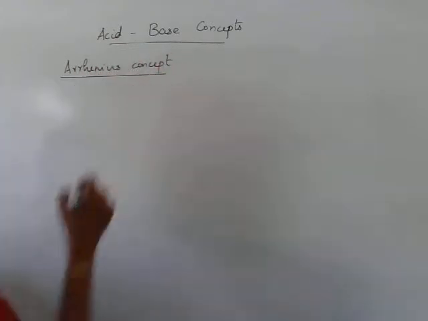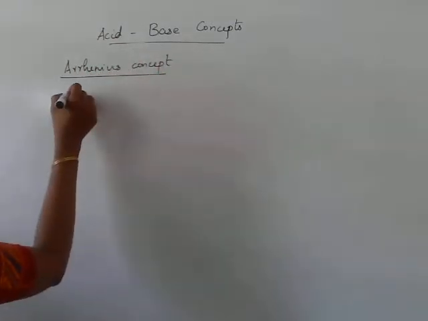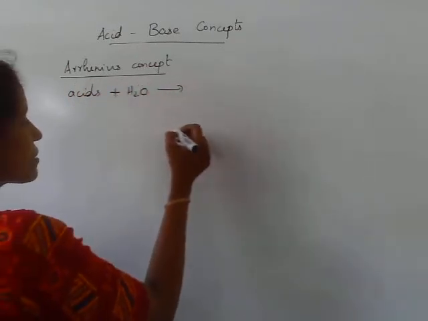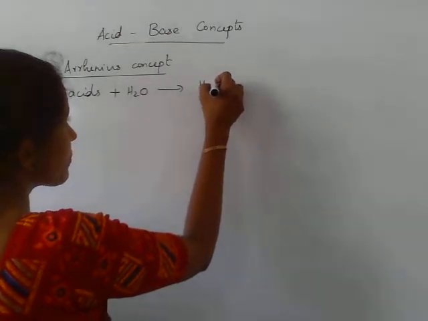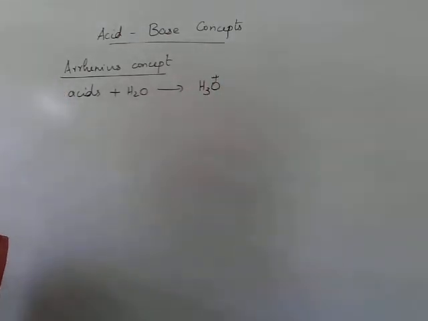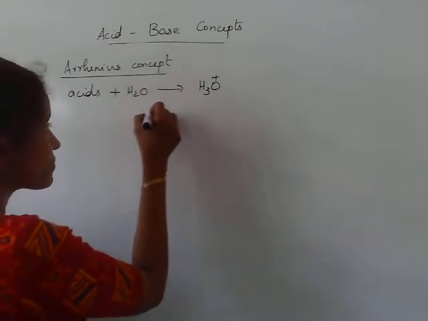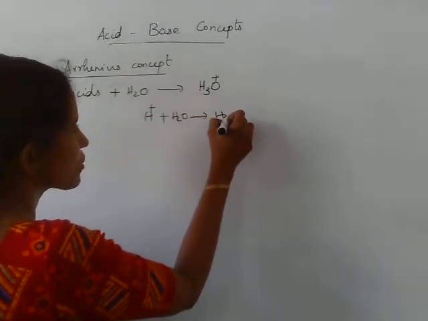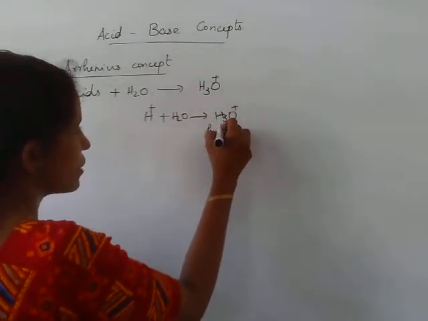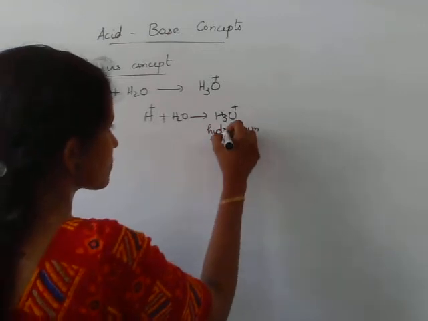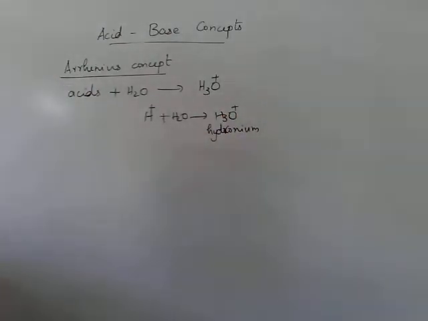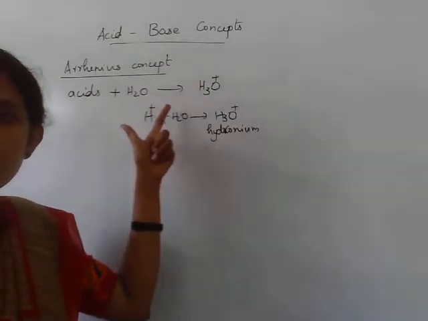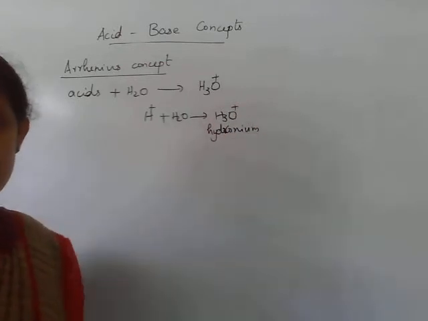According to Arrhenius concept, acids are substances which when dissolved in water produce hydronium ion. Acids when dissolved in water produce H plus ion actually. This H plus ion combines with the water molecule and produces hydronium ion. H3O plus ion is called hydronium ion. What are acids? According to Arrhenius concept, acids are substances which when dissolved in water produce hydronium ions.